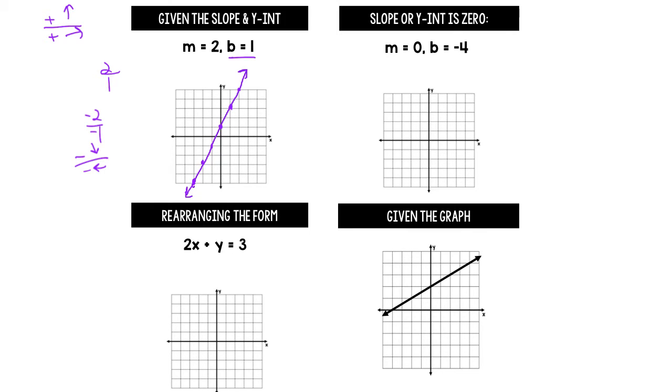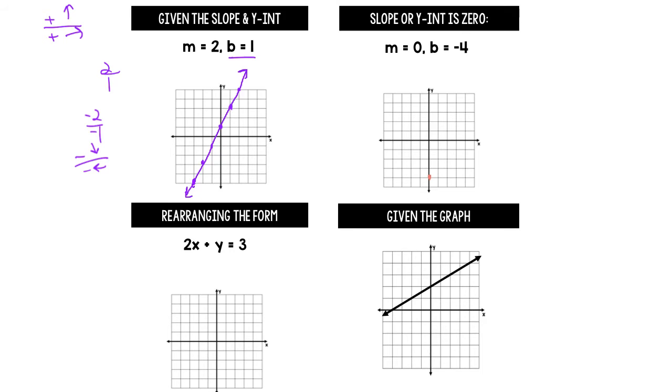Let's look at the next one. When the slope or the y-intercept is 0. So our y-intercept is negative 4 in this case. So let's go down to negative 4. I'm sorry about that.